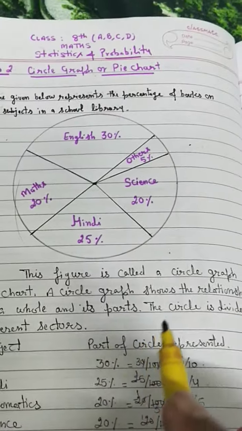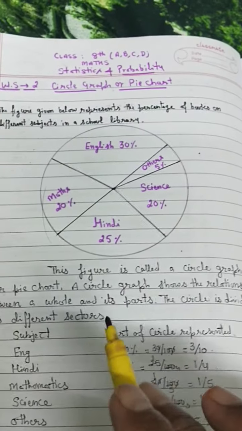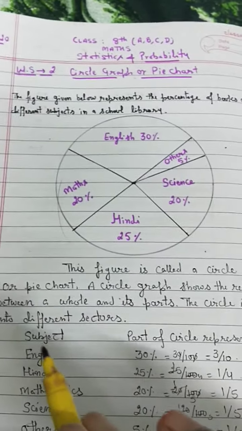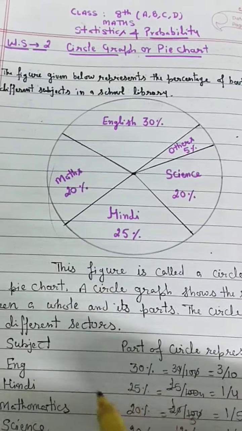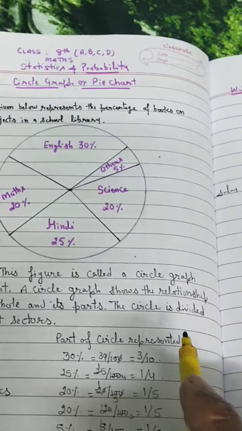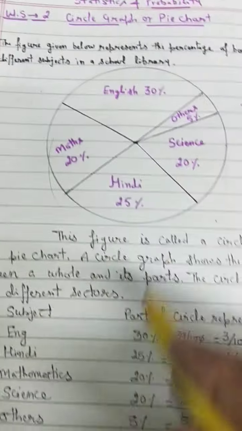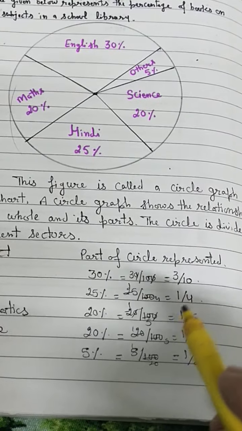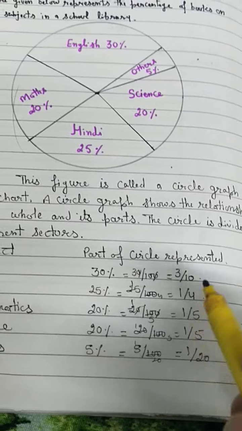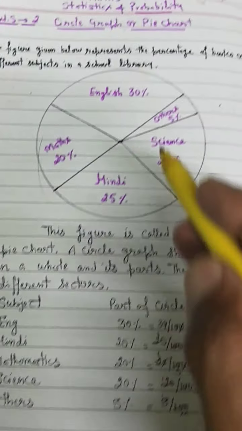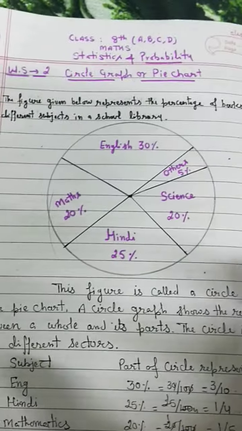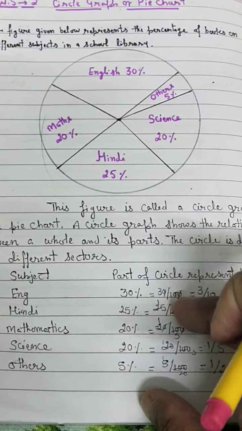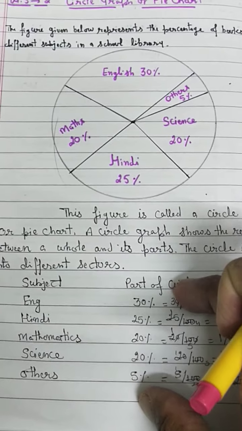That is why this figure is called a circle graph or a pie chart, and a circle graph shows the relationship between a whole and its parts. The circle is divided into different sectors. So if we find the sum of all these fractions, its value is equal to one whole. So in this way we can solve worksheet second, 100% similar to these sums.